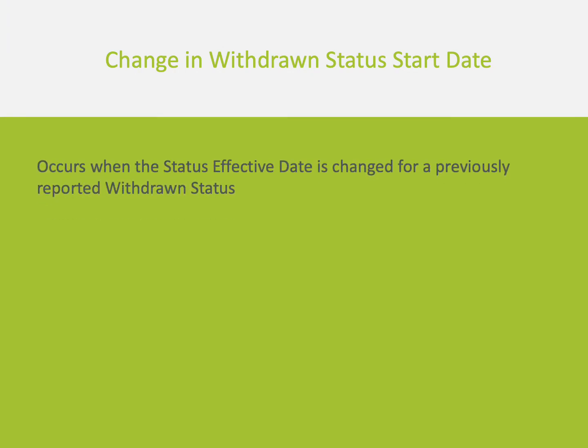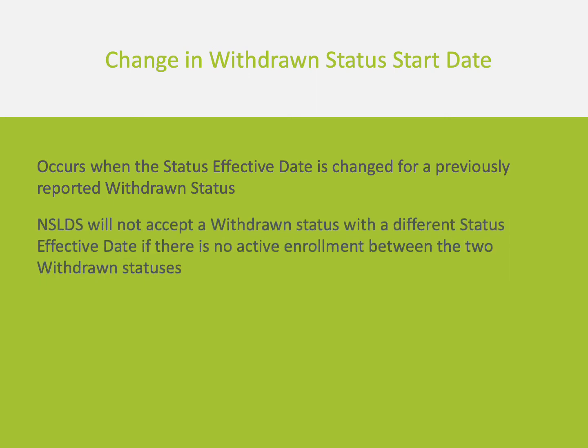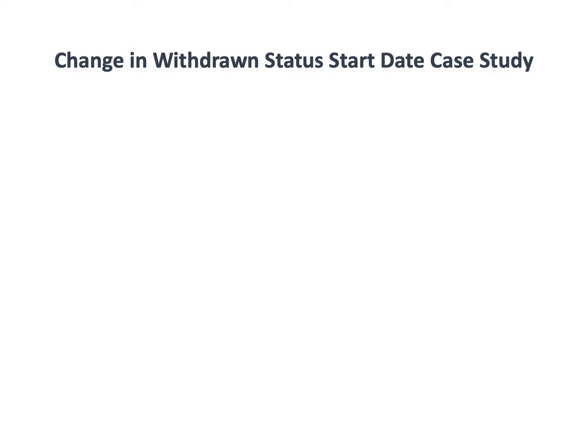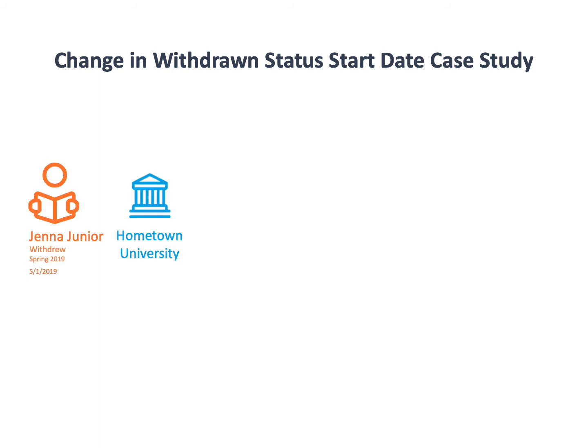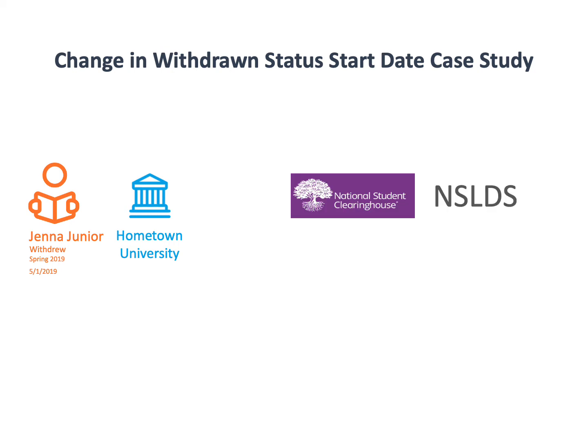Our next error 32 scenario occurs when the status effective date for a previously reported withdrawn status is changed. NSLDS will not accept two back-to-back withdrawn statuses with different status effective dates if there is no active enrollment between them. Now we will go over a case study on this scenario. Jenna Jr. recently withdrew from Hometown University on May 1, 2019. The withdrawn status was reported to the Clearinghouse and subsequently to NSLDS. Hometown University updated the withdrawn status to a status effective date of May 5, 2019. After reporting the new withdrawn date to NSLDS, an error 32 is returned.